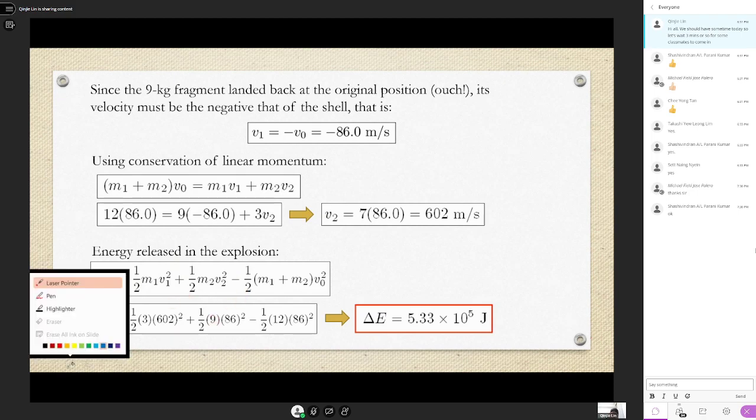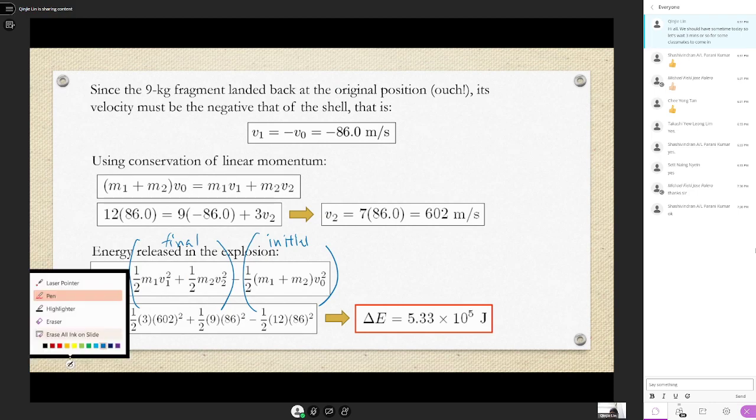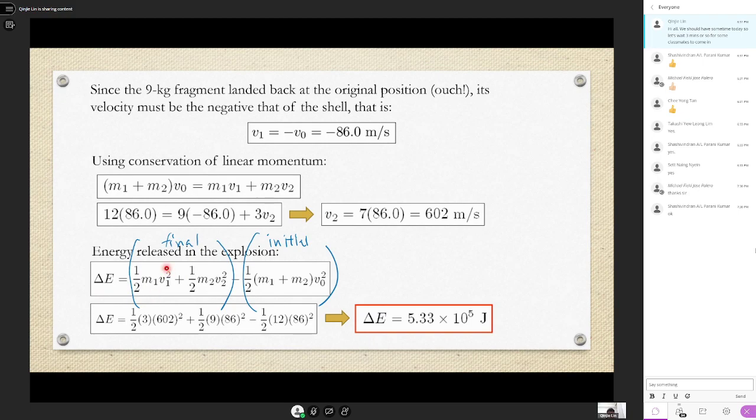So the final state, we have the first two terms. So this is the final. And this term here, right, is initial. Okay, so we take final minus initial. You see this half mv square of fragment 1 and this half mv square of fragment 2. After explosion, that's why we have both fragments, right? And then they are traveling away at some velocities. So there will be a value for this.